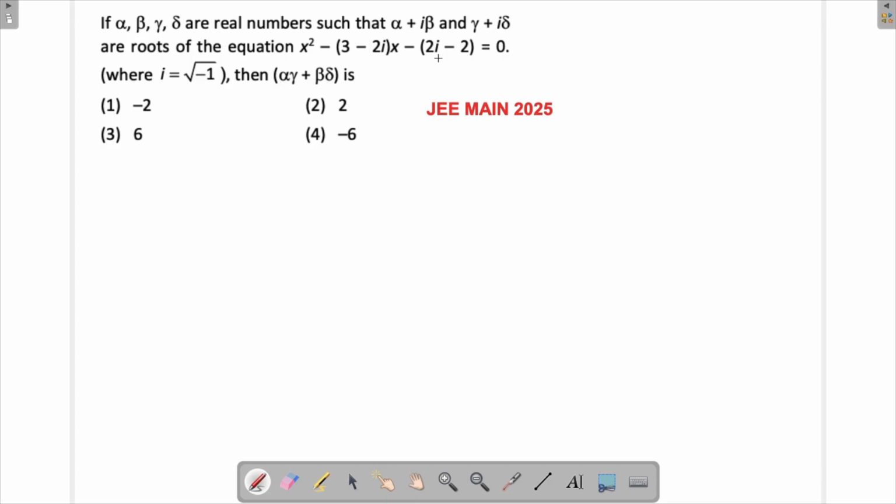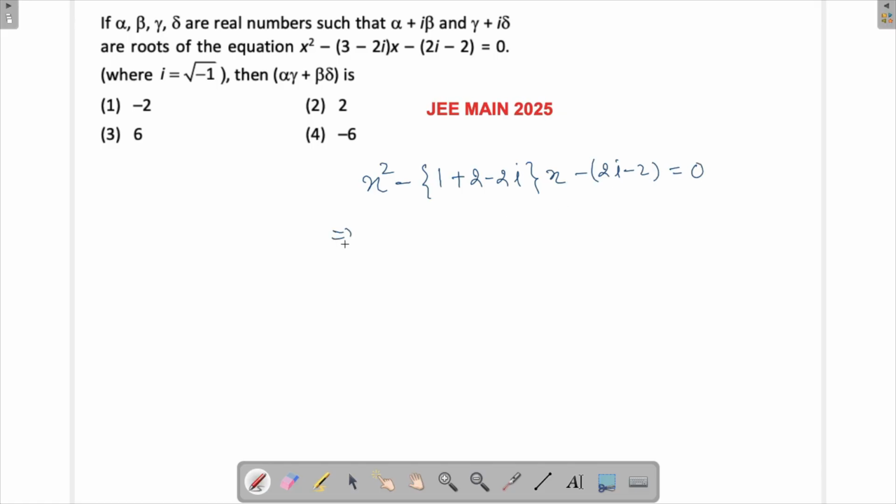So you see here 2i minus 2. So how do I get 2i minus 2? When I multiply 2i minus 2 with the number 1, then I get that, right? So why don't I convert this into 2i minus 2 itself? So if I write this as x square, and 3 minus 2i, if I write 3 as 1 plus 2 minus 2i, so there is no change to this. And then we will have x and minus 2i minus 2 equals 0.